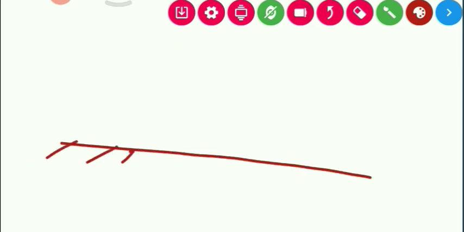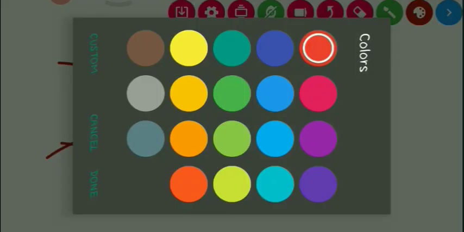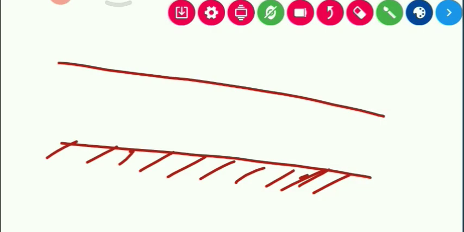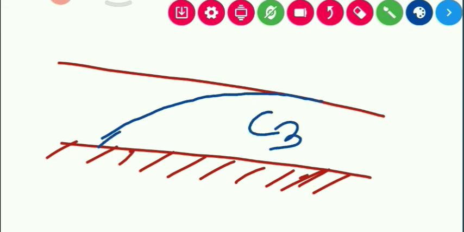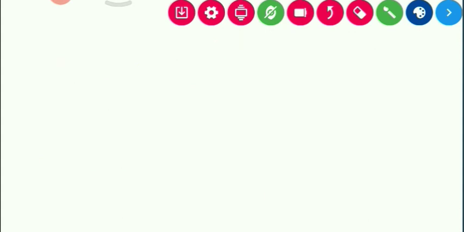So if we have this bottom slope, this is the normal depth and critical depth line, then the water surface will be a rising curve. Okay, yeah, so this is the C3 profile, and this was the C1 curve. Okay, so this was all about the critical slope.